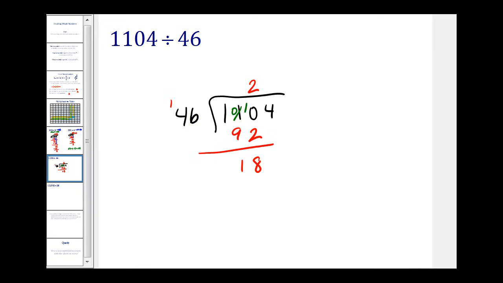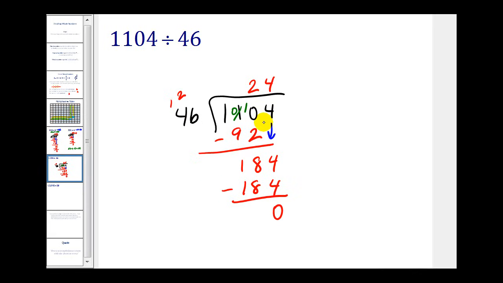Let's bring down the next digit. So we have 184. How many 46's are there in 184? Again, that's difficult to determine, but we can think of this as 50 and think of this as maybe 200. And there are 4 50's in 200, so let's try 4. 4 times 6, that would be 24. Carry the 2. 4 times 4 is 16, plus 2, that's 18. And now when we subtract, the result is 0.